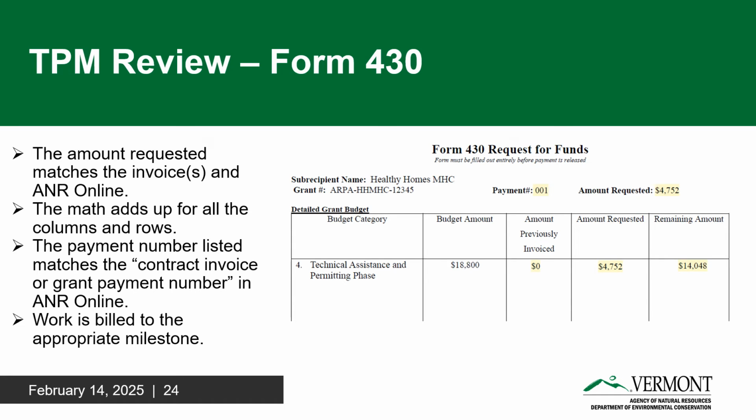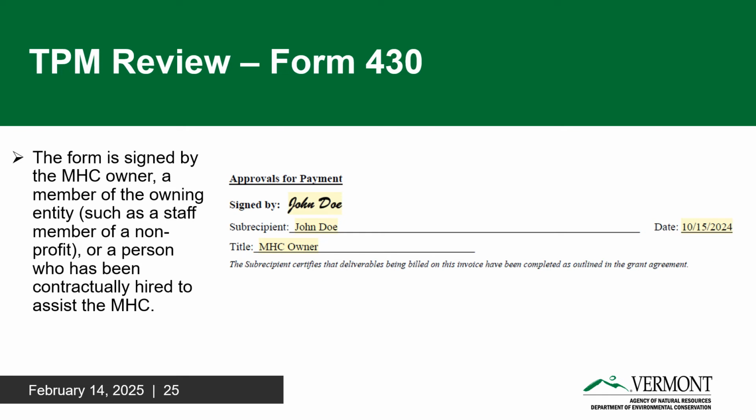The payment number on your Form 430 should match the contract invoice or grant payment number that you typed into ANR Online. Additionally, work must be billed to the appropriate milestone in your budget table, such as technical assistance and permitting, shown here. If you have any questions about which budget category to bill to, reach out to your technical project manager. The Form 430 should be signed by the MHC owner, a member of the owning entity, such as a member of a nonprofit organization, or by someone who has been contractually hired to assist the MHC.